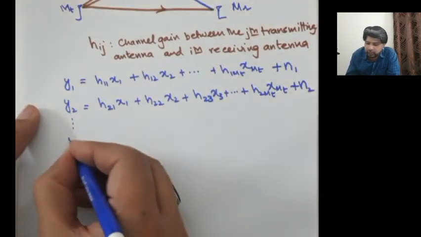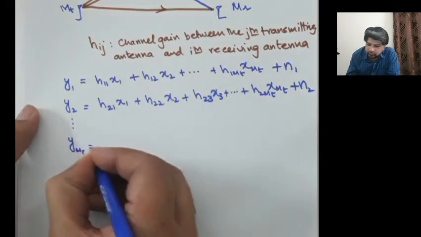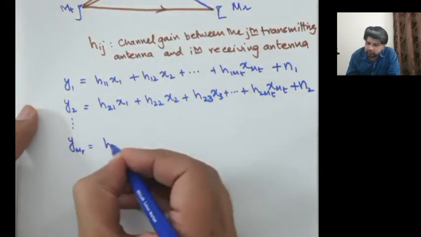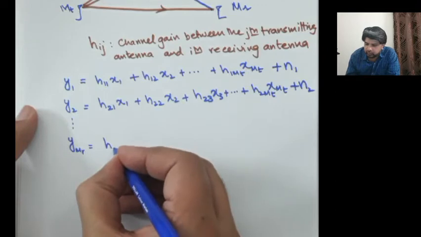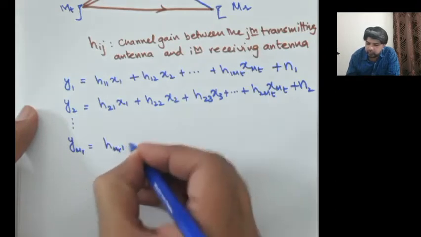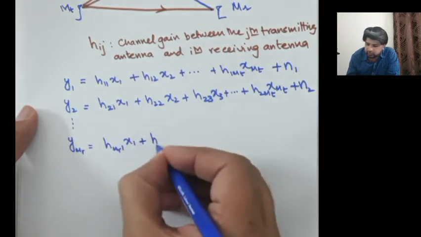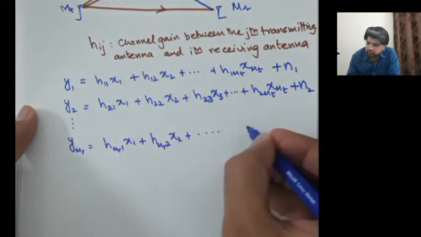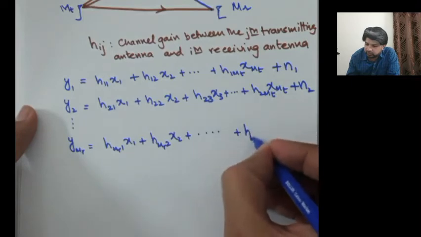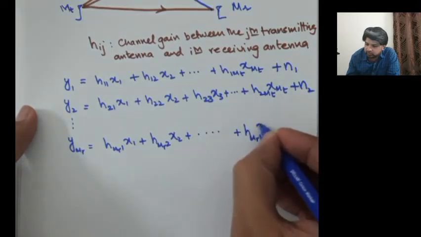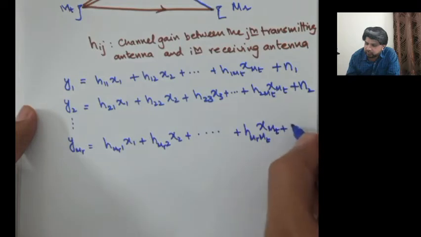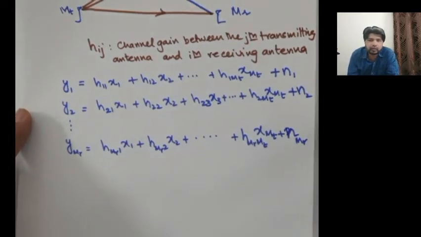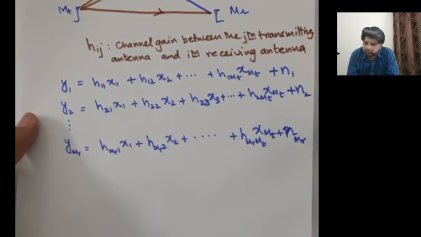So your y_mr would be equal to h_mr1 times x1 plus h_mr2 times x2 plus h_mr,mt times xmt plus noise term, and that noise term will be n_mr. That would be the noise term for the mrth received signal.